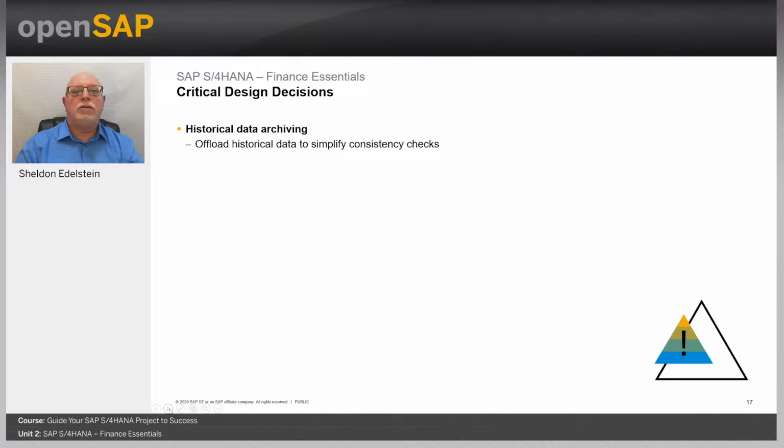What critical decisions should my team consider today before implementing a finance solution in SAP S4HANA? Before a project to transition to S4HANA begins, consider the following topics. Let's start off with historical data archiving. Offloading historical data tends to simplify consistency checks and project team correction efforts. These corrections are one of the most time-consuming activities performed as the team gets ready to transition to S4HANA.